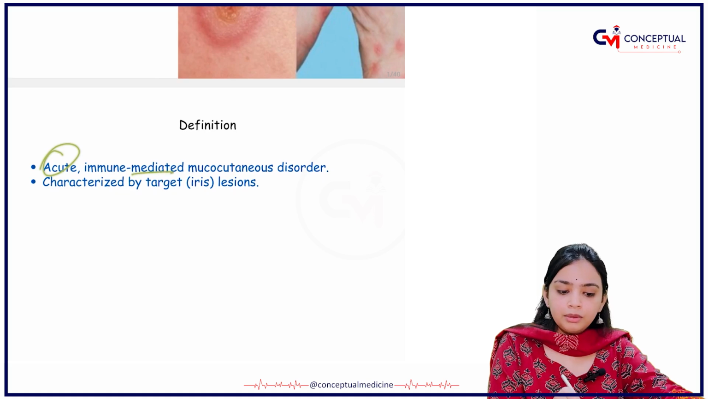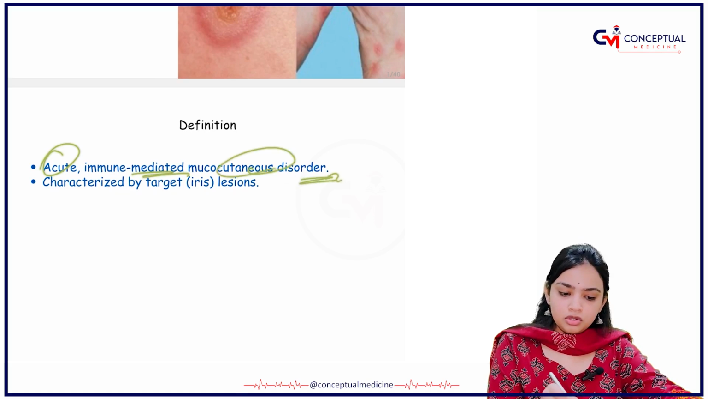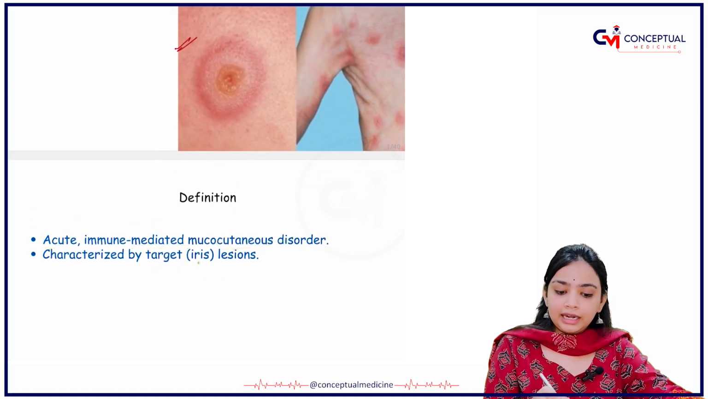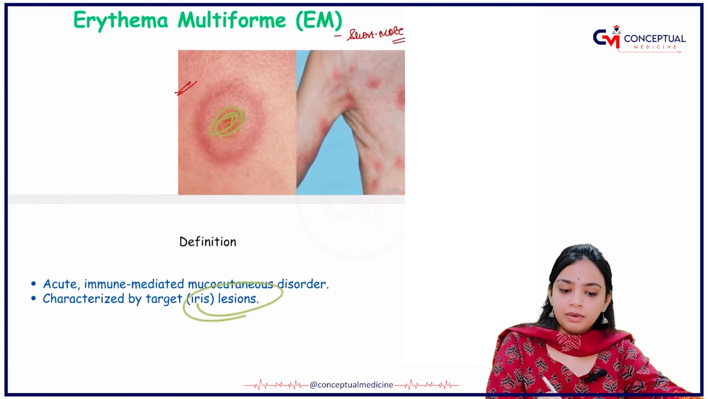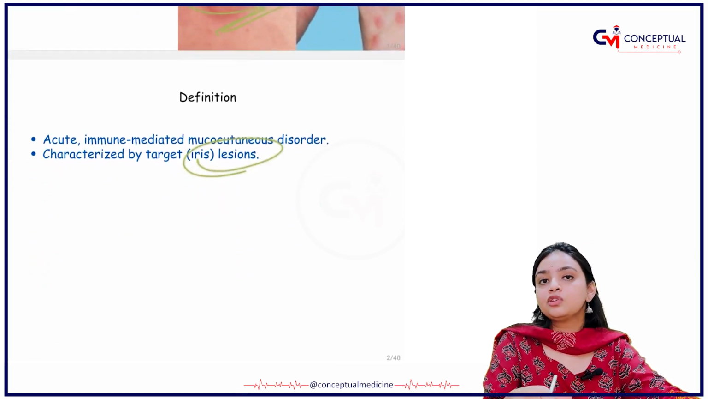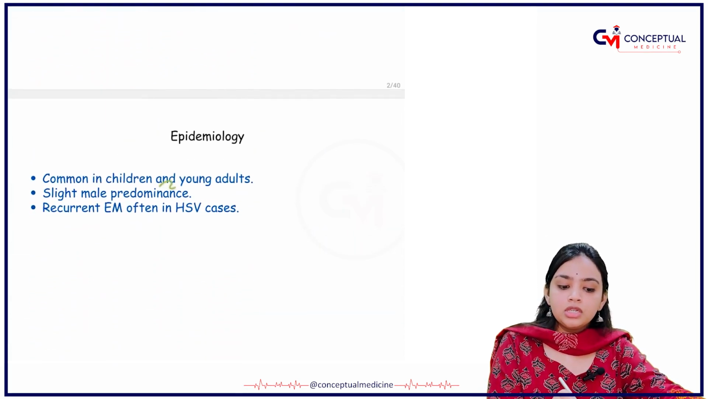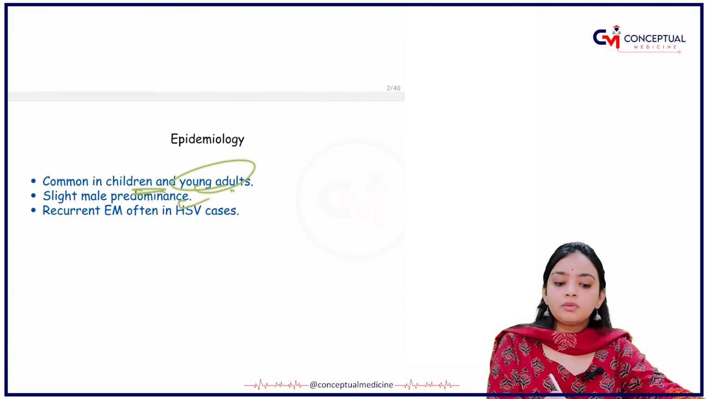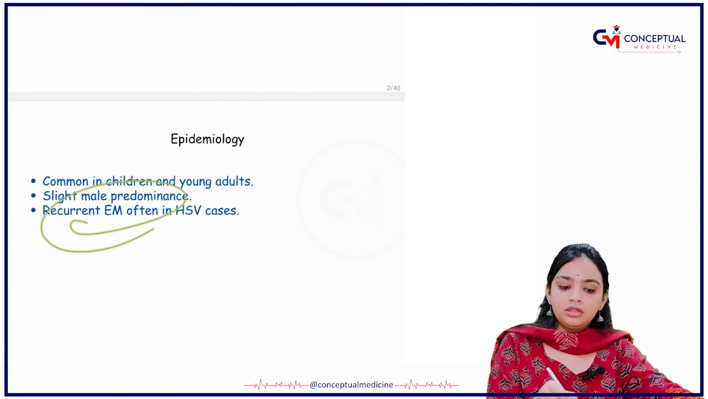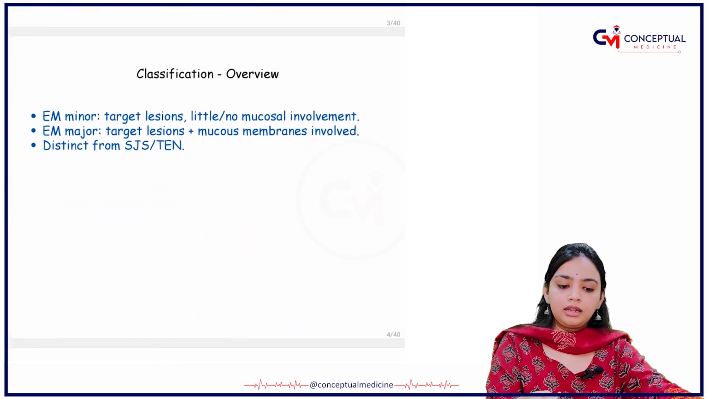It is an acute immune-mediated mucocutaneous disorder characterized by a target or iris lesion. See this, it is basically looking like a target, right? So it is a target lesion. If I talk about the epidemiology, it is common in children and young adults. Male is predominant, and there can be recurrent infections.